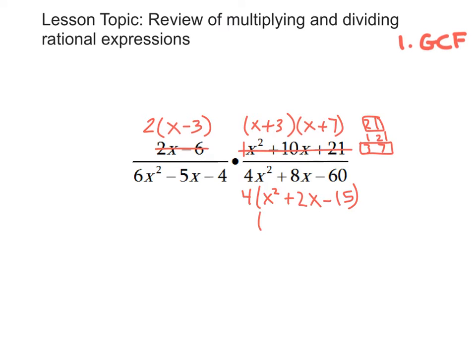In the denominator here, we also have an a equals 1 situation right here. The 4 we need to keep out here. If you forget to bring this GCF down, you may forget to use it in your final answer. Don't forget that GCF. Negative 15 is 1 times 15, but one of them needs to be negative, and 3 times 5, but one of them needs to be negative. Here's our factor pair that adds up to 2, so we know it's x minus 3, x plus 5.